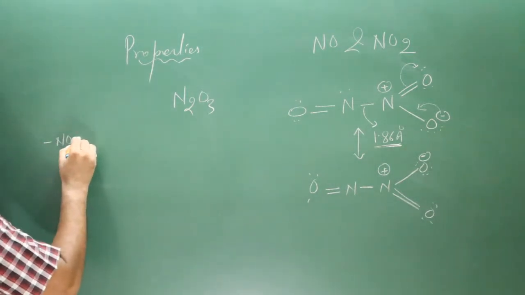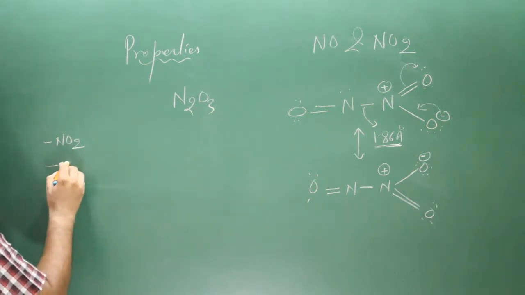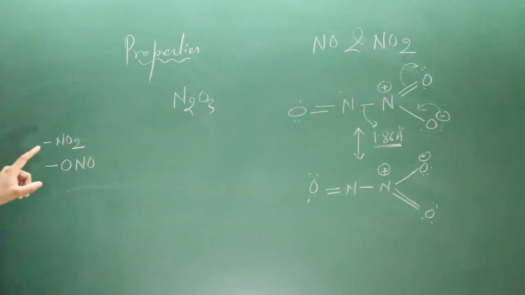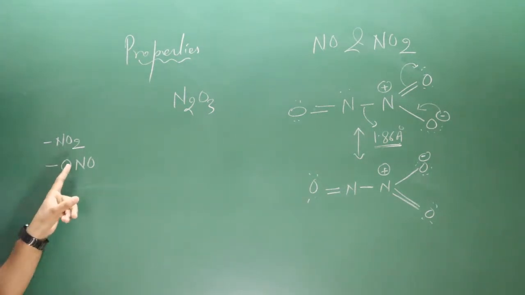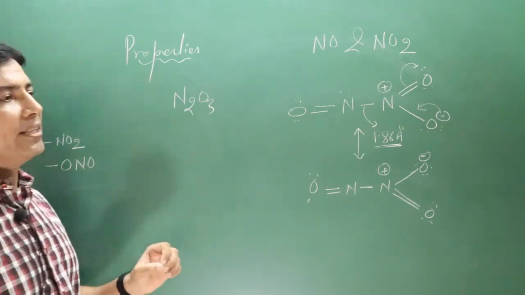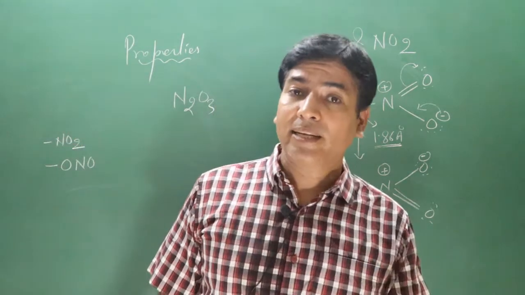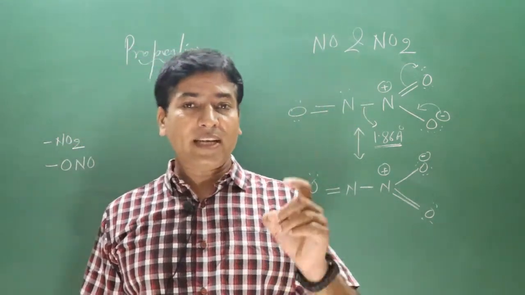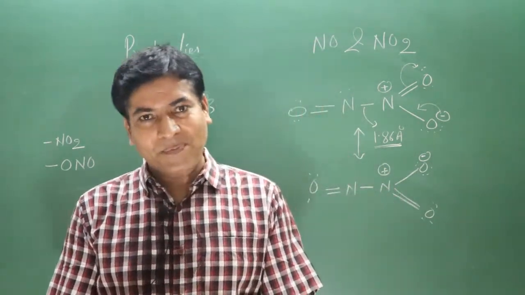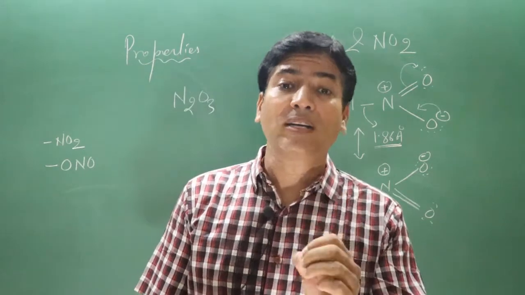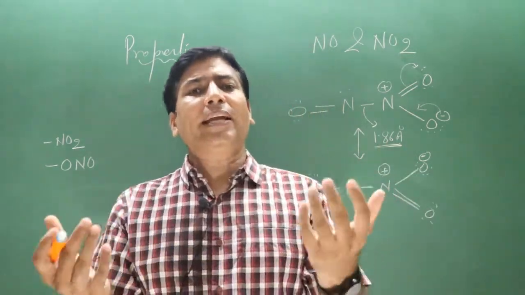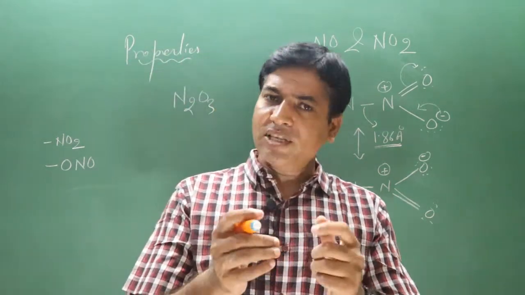NO2 is the nitro group, and we also have one more group, the nitrite group, ONO. In the nitro group, nitrogen donates electron density. In the nitrite group, oxygen donates electron density. These are known as ambidentate ligands. Ambidentate ligands are ligands which have more than one electron-donating site, but at a time they donate only one. They do not donate all the electron density. About ligands, you will learn in detail in coordination chemistry.